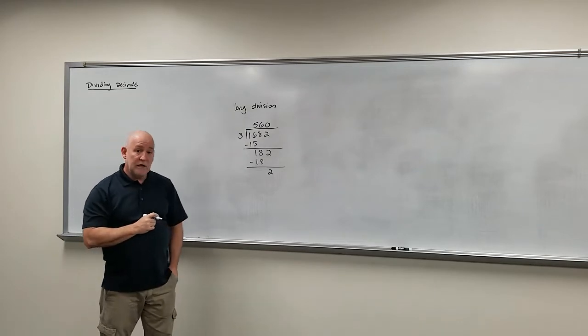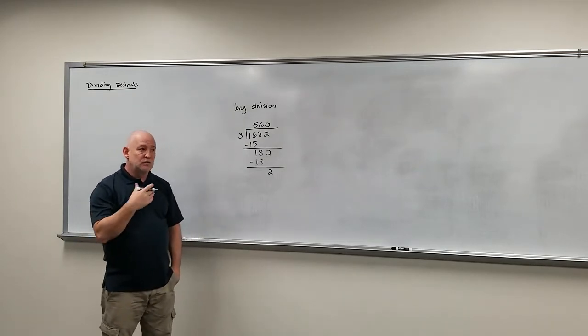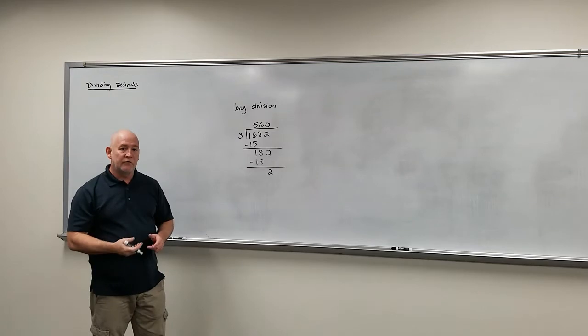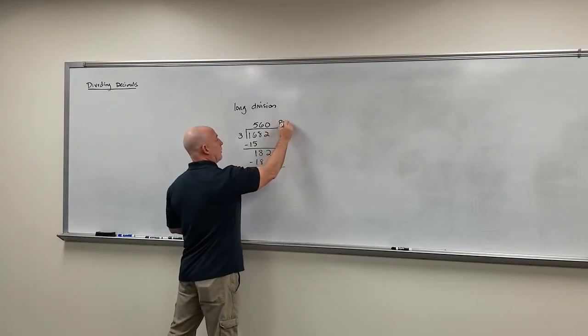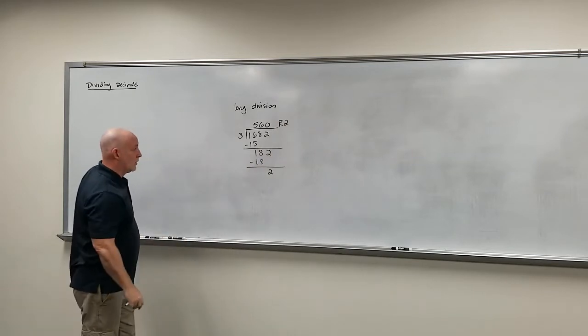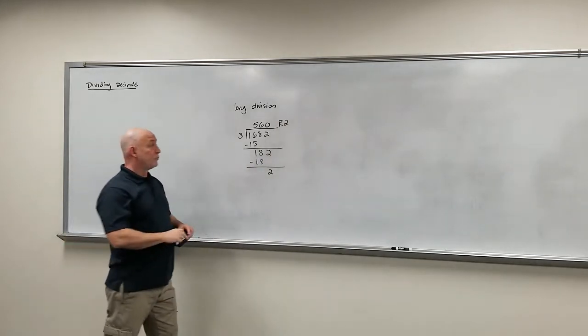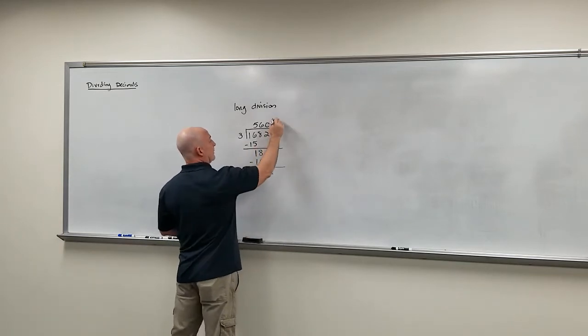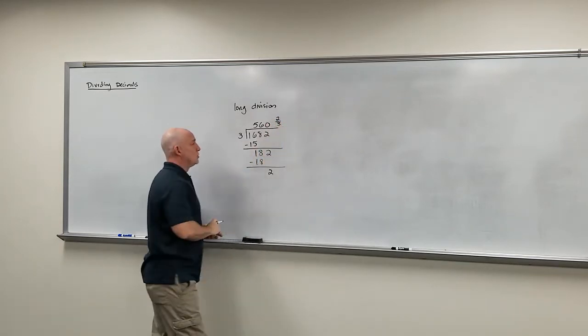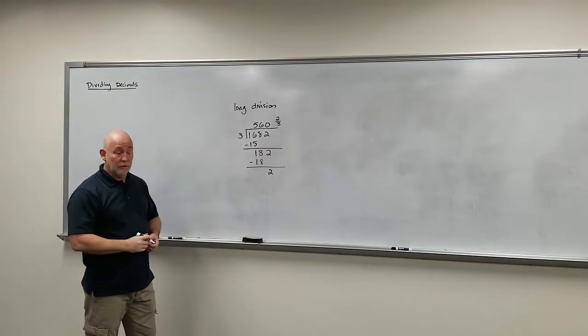Now, in this case, it kind of depends on which class that you're taking. When we first learned how to do long division, we would call this our remainder and put a big R2 up there for a remainder of 2. Since we've dealt with fractions in the past, we know that this 2 still needs to be divided by that 3, so we can call that 2 divided by 3, or 2/3.